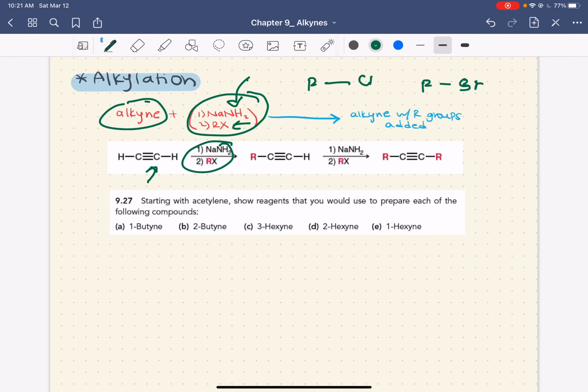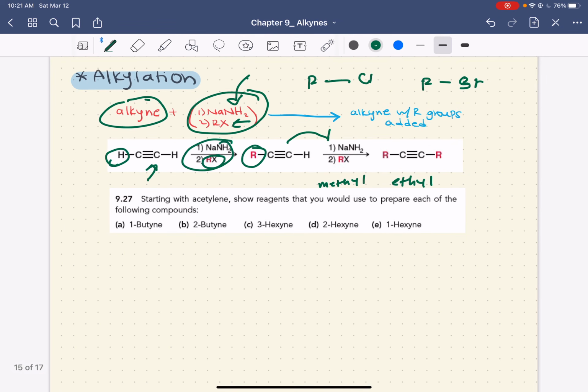So if you treat it with one set of this sodium amide and RX, then this hydrogen on this terminal alkyne can quickly be converted to whatever R group you want. Usually some sort of small methyl group works best, or ethyl, some primary alkyl group. And then if you still have a terminal alkyne, you can again treat it with one more equivalent. You can be adding 2 R groups of your liking to this alkyne. And this is going to be very, very useful for synthesis later down the line.